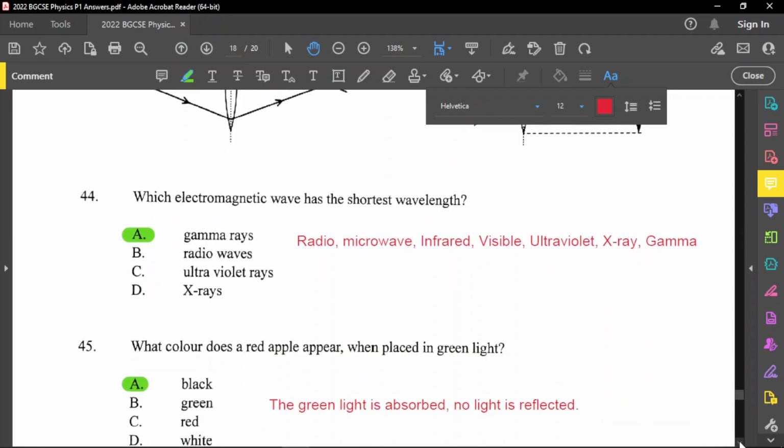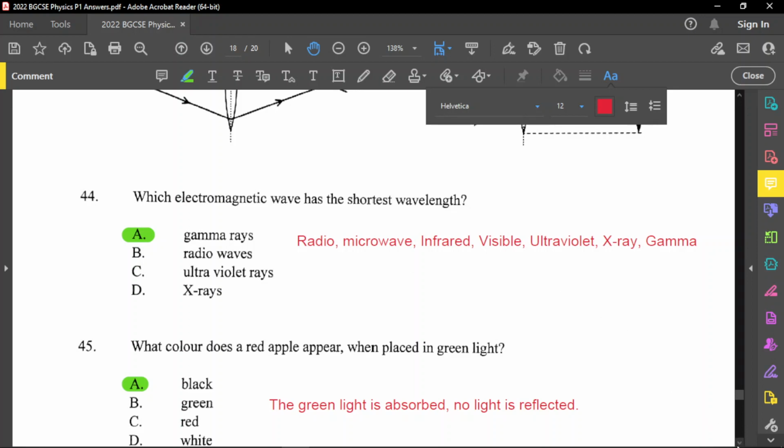Question number 44 is which electromagnetic wave has the shortest wavelength? I give them in order from the longest to the shortest. So you have radio wave, microwave, infrared, visible light, ultraviolet, X-ray, and gamma. And so gamma is the shortest wavelength. Radio will be the longest one. All right, so you can just remember this.